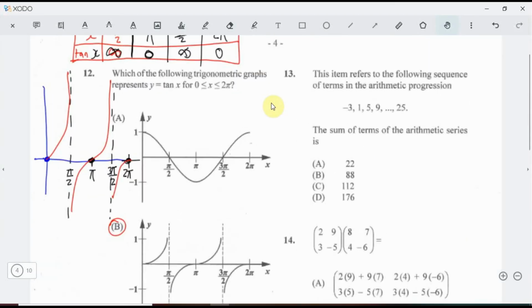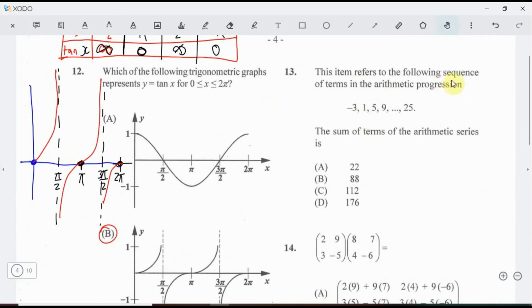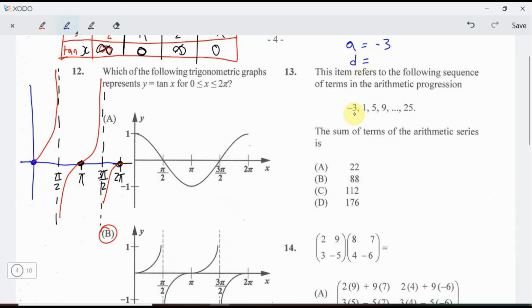Question 13, it says, this item refers to the following sequence in an arithmetic progression. So anytime you're given an arithmetic progression, you start to think about a, your first term. Your first term is negative 3. Your common difference is the second term minus the first term. So it is 1 minus minus 3, that is positive 4. That's our common difference.